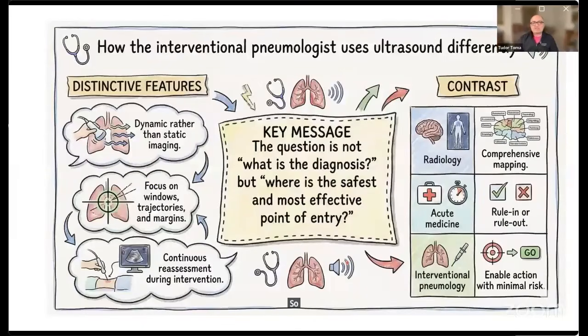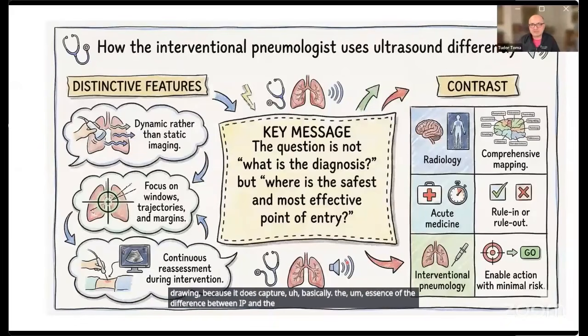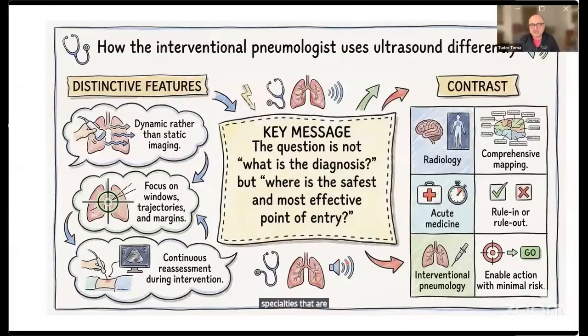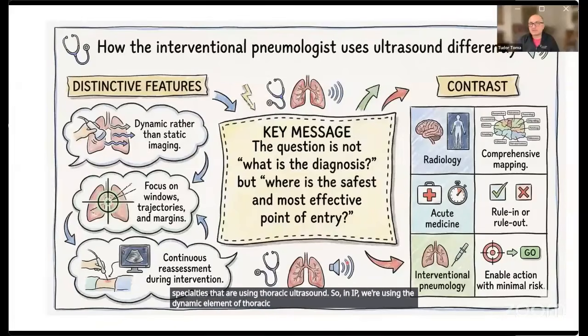So how does the interventional pulmonologist use thoracic ultrasound and what is different? And in a way, I apologize for this infographic, but I couldn't resist using the facilities of AI to generate this drawing, because it does capture basically the essence of the difference between IP and the rest of the specialties that are using thoracic ultrasound. So in IP, we're using the dynamic element of thoracic ultrasound mainly rather than the static element.